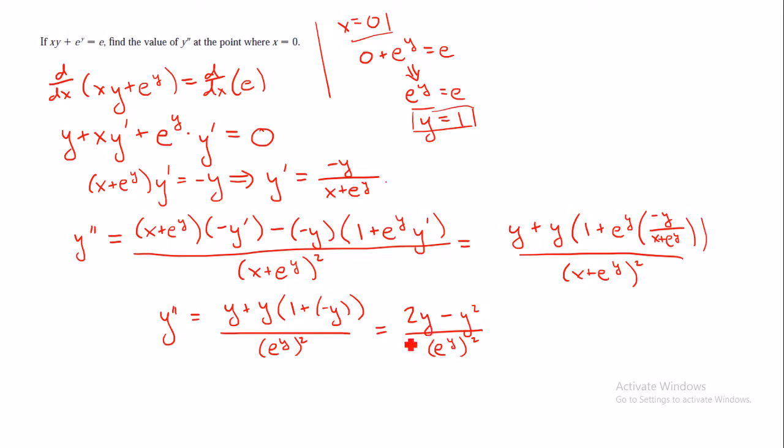I can finish off this y double prime by plugging in y equals 1. I get 2 times 1 minus 1 squared over e to the 1 quantity squared. On the numerator I get 2 minus 1, so I get 1 over e squared. So 1 over e squared would be the value of the second derivative.